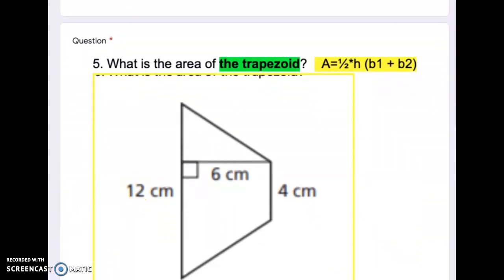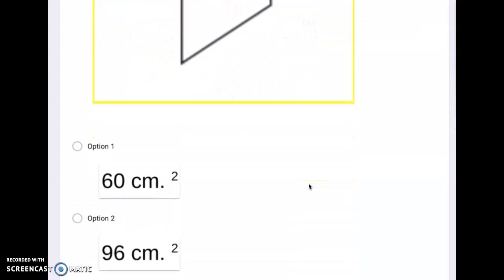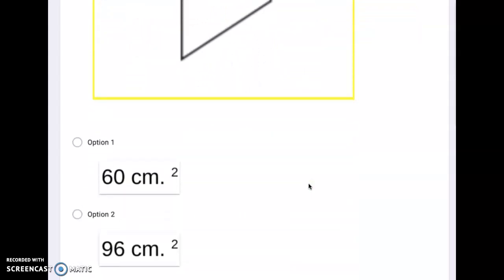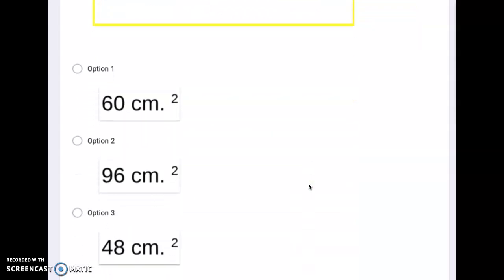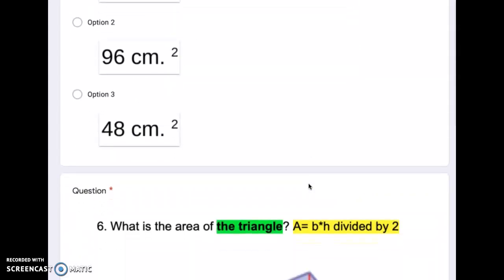Number 5, what is the area of the trapezoid? What's highlighted in yellow is the area to solve for a trapezoid. Plug in the information that you know and solve. Your choices are 60 centimeters squared, 96 centimeters squared, or 48 centimeters squared.